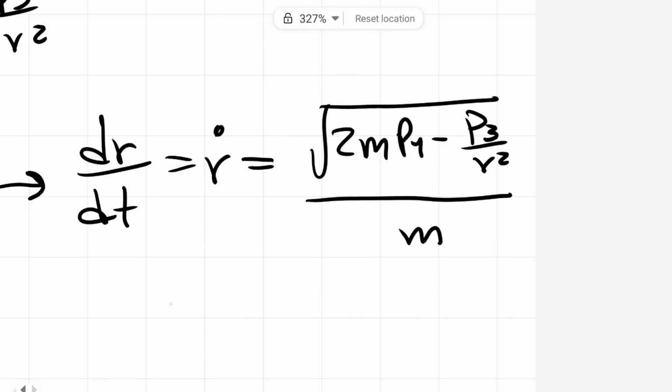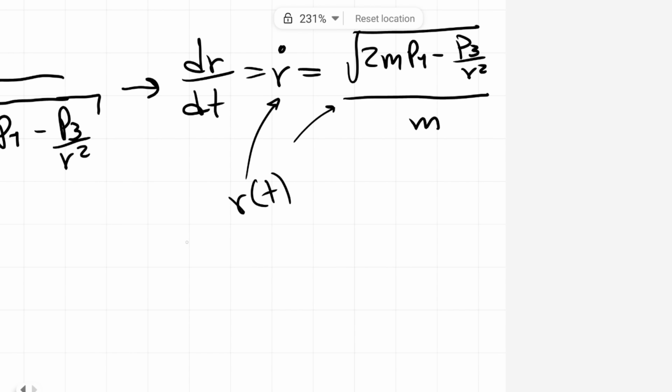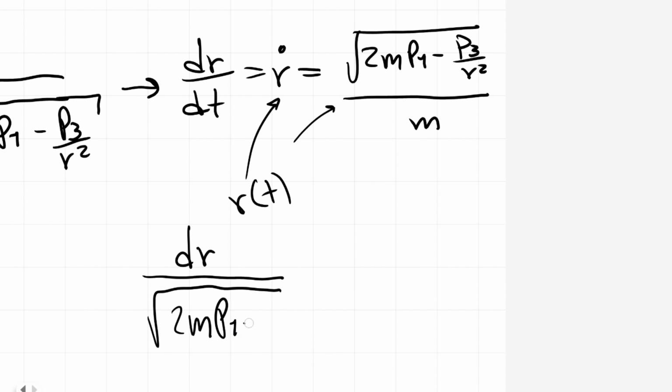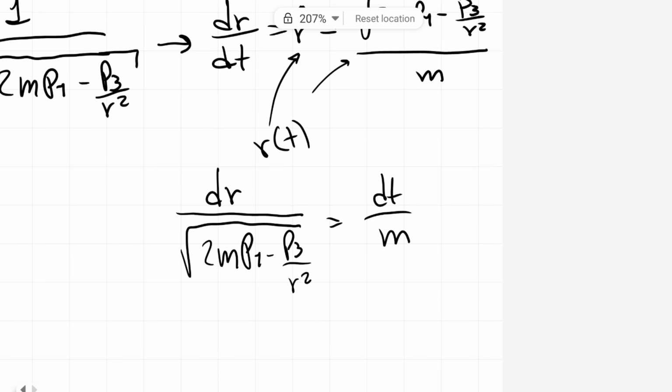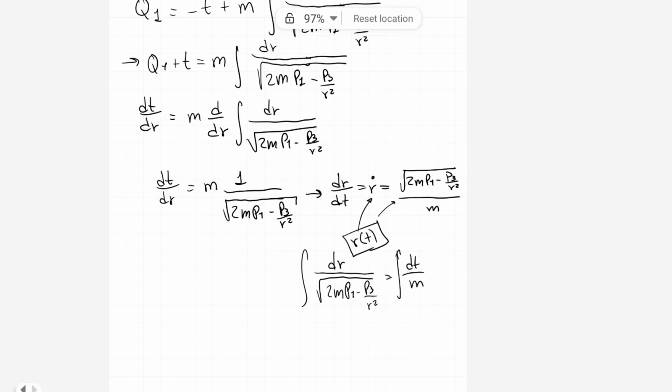So as you can see, we have a function of R, well, the derivative of R with respect to time. Okay, so if you want to find R of t, you just need to integrate this function that we have here with respect to time. Of course, if you do that, you need to separate variables. You will get something like this: dr divided by this square root of 2m(p1 minus p3 divided by r squared) equals dt divided by m. So with this relation, taking the integral on both sides, you are able to get that function r of t. Okay, perfect.